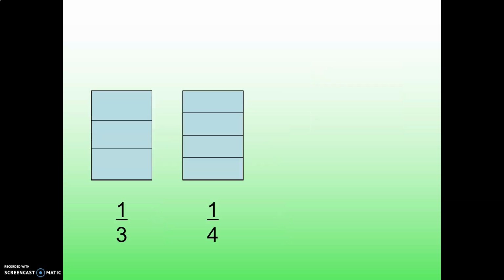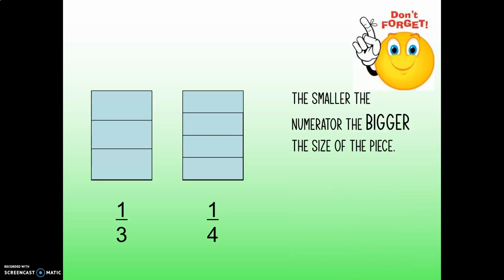Here are my models. Each whole is the same size. This whole is cut into 3 equal pieces. And this whole is cut into 4 equal pieces. What do we remember about the size of the pieces? Because this one's broken into thirds, there are fewer pieces, so my pieces are going to be bigger. The smaller the denominator, the bigger the size of the piece.